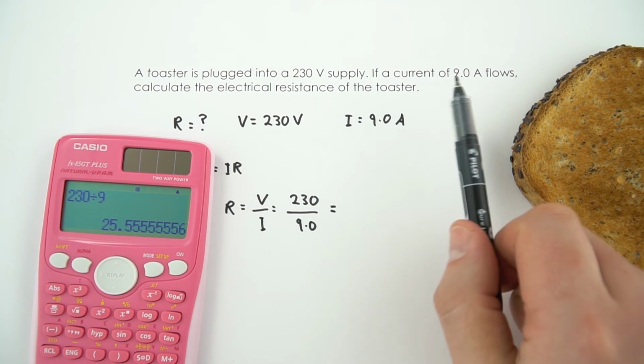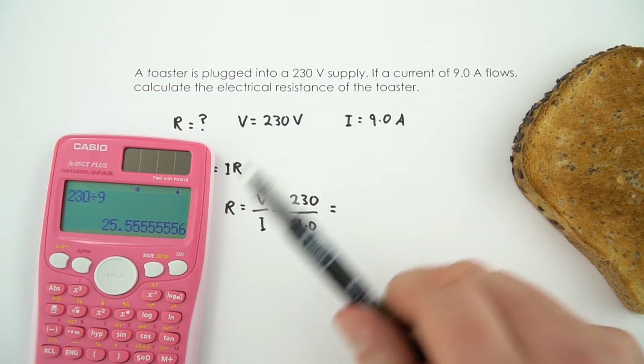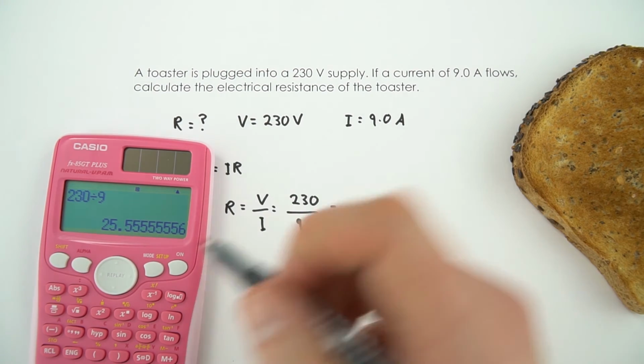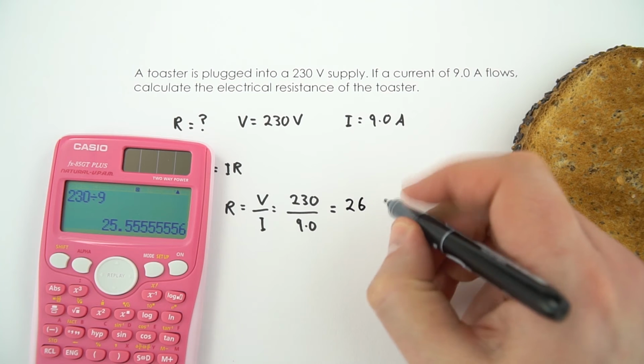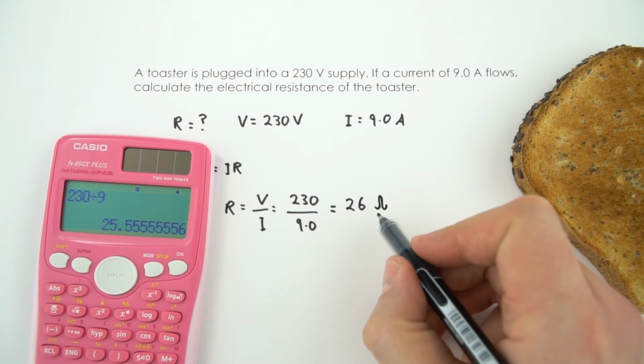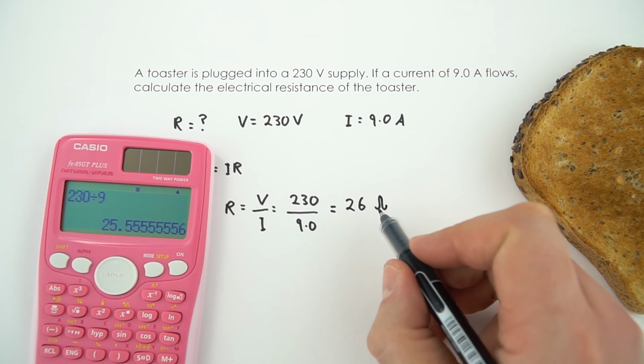Now my raw data is given to two significant figures over here, so I'm going to give my final answer to two significant figures as well. And that means I can round this up to 26 ohms. And it's this symbol here that we use for electrical resistance.